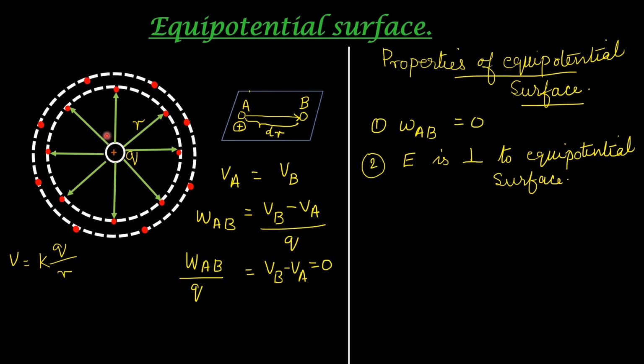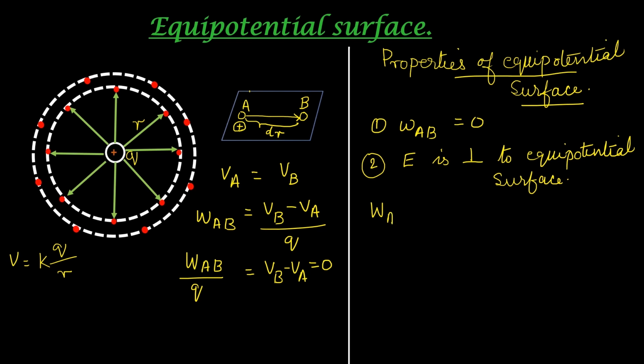That is, for a positive charge, the electric field will be directed outward from the equipotential surface at 90 degrees. If it is a negative charge, then it will be directed inward, that is towards the center of the charge. Now we have to prove this statement that electric field is perpendicular to equipotential surface.